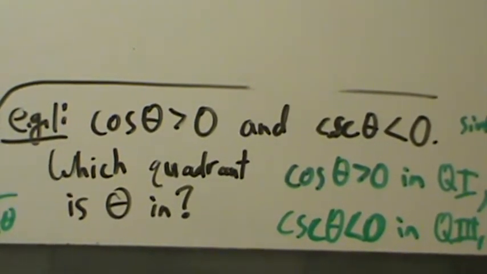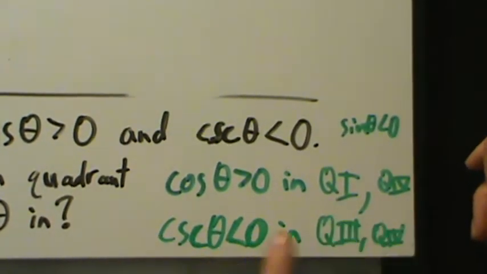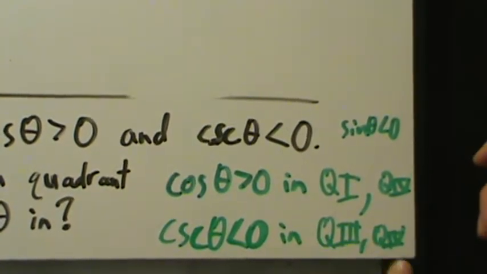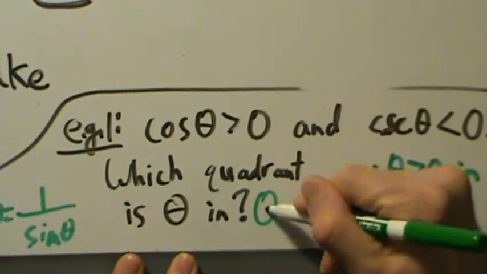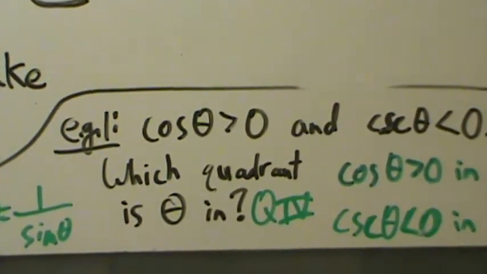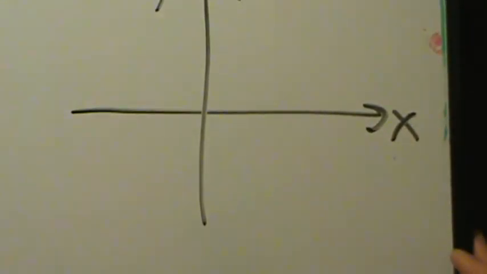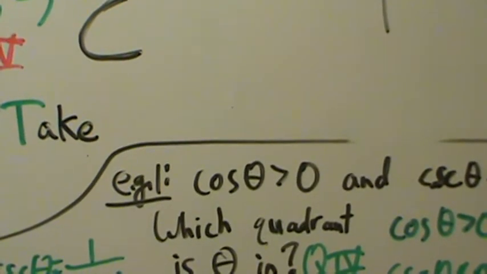So then which quadrant must we be in? Well, cosine theta positive means we're in 1 or 4. Cosecant of theta is negative means we're in 3 or 4. So 1 or 4, 3 or 4. So we have to be in quadrant 4. Okay, so then the answer is quadrant 4. Okay, again, because in quadrant 4, cosine is positive and cosecant is negative. And that's the only quadrant where that's true. Okay? All right, so that's example 1.